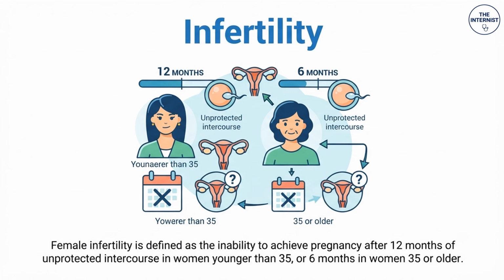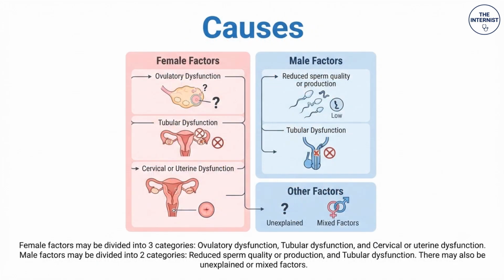Female infertility is defined as the inability to achieve pregnancy after 12 months of unprotected intercourse in women younger than 35, or 6 months in women 35 or older. The causes are divided into two factors: female factors and male factors. Female factors may be divided into three categories: ovulatory dysfunction, tubular dysfunction, and cervical or uterine dysfunction.